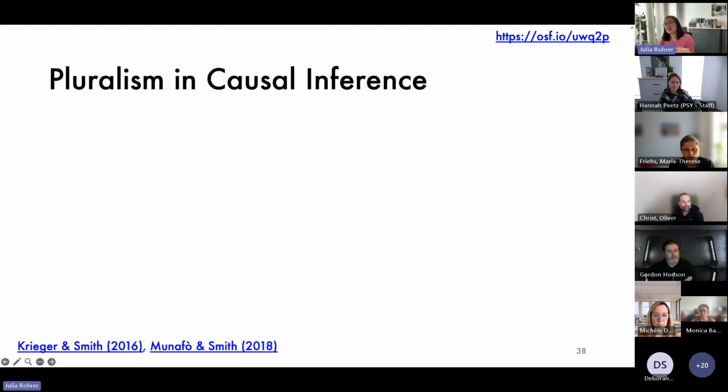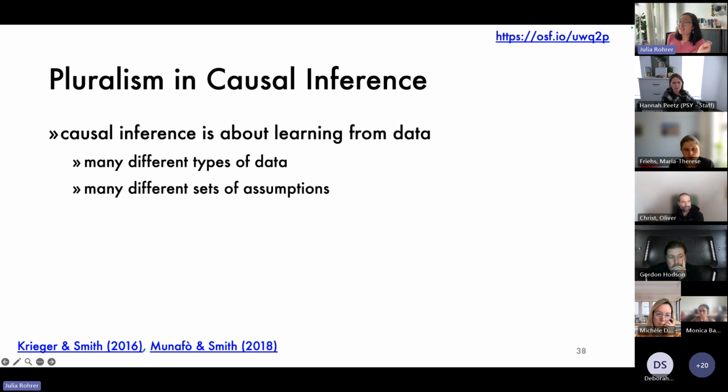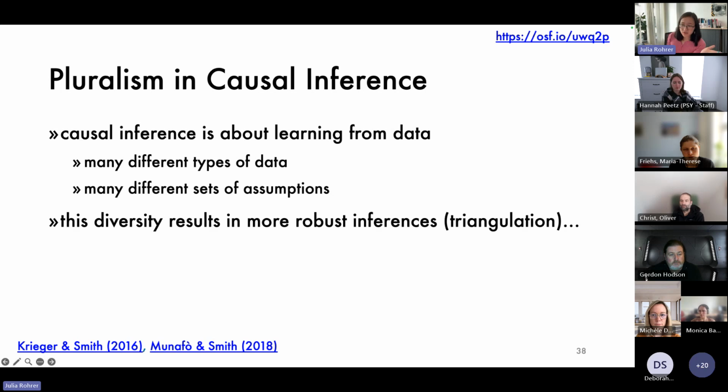So these are all tools you can use to make your inferences a bit more plausible and more transparent. And a broader point here, I think that is important to keep in mind is pluralism in causal inference. So in general, causal inference is just about learning from data. And there are, of course, many different types of data. So these could be experimental, but also observational, but they could also just be qualitative data, which might also be interesting. And these different types of data are going to require different sets of assumptions. All of them will require some assumptions. They are just very different. And so this diversity of data and assumption can actually result in much better, more robust inferences. That is the idea of triangulation.